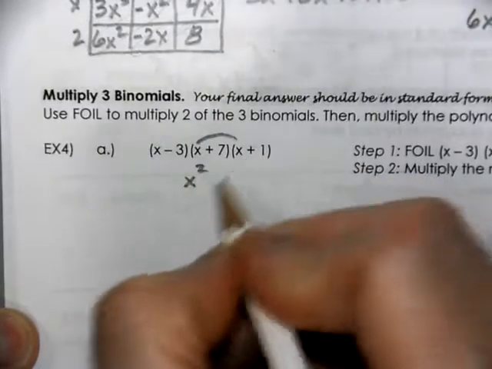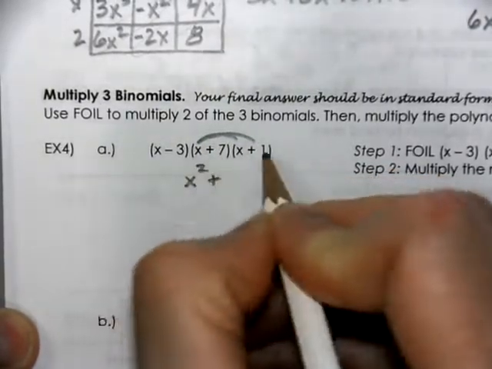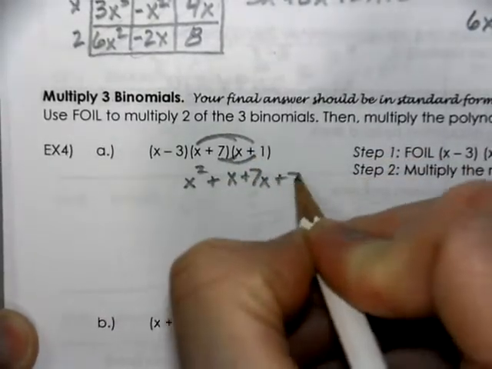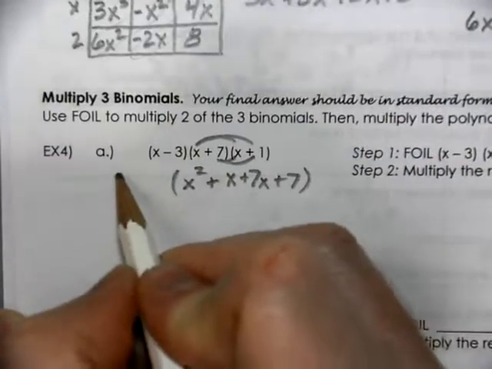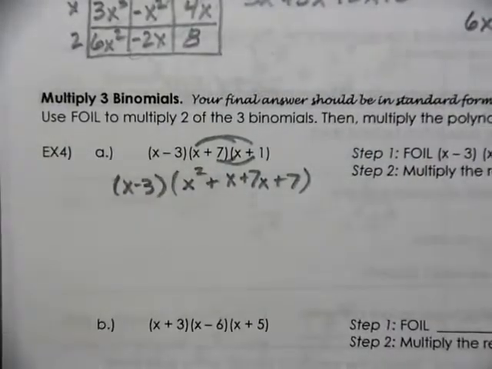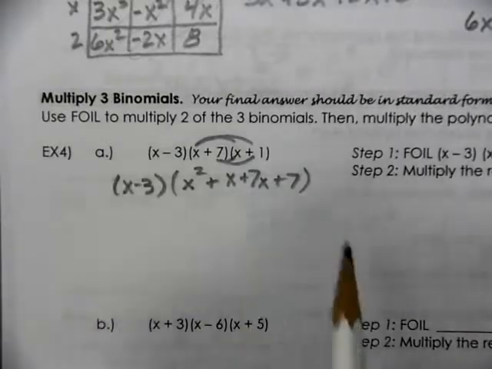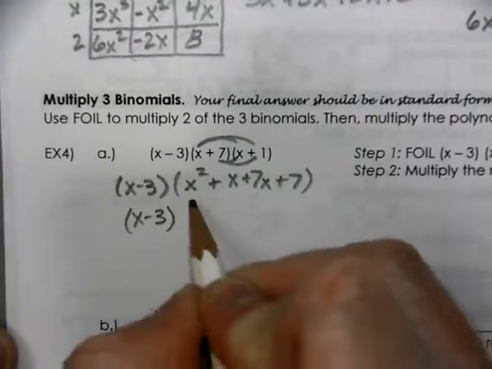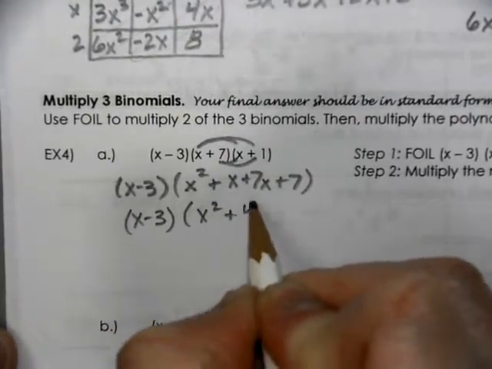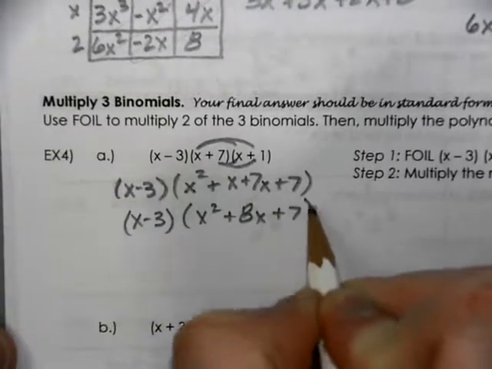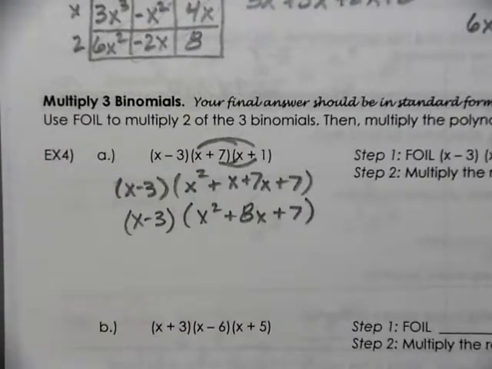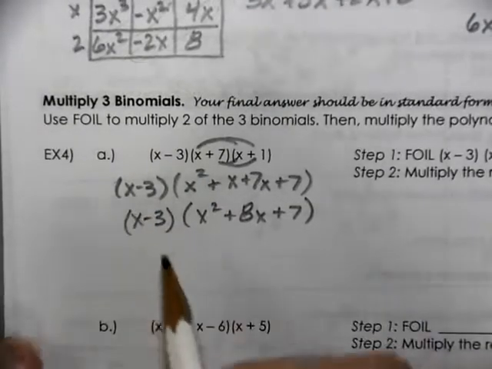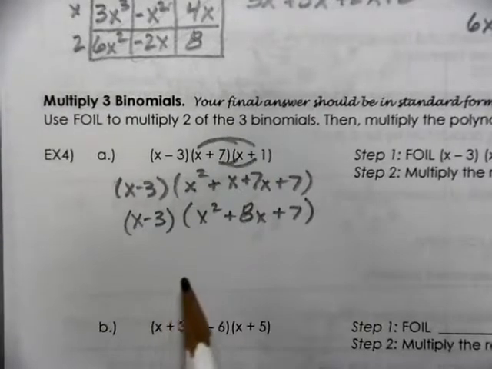Gives us x squared plus x plus 7x plus 7. We still have the x minus 3 sitting in front. Now before I distribute that through, or double distribute that through, let's clean up. I got some like terms. X squared plus 8x plus 7. Now it's like what we did up in example 3b. You could use the box method, or you can use the double distribution.